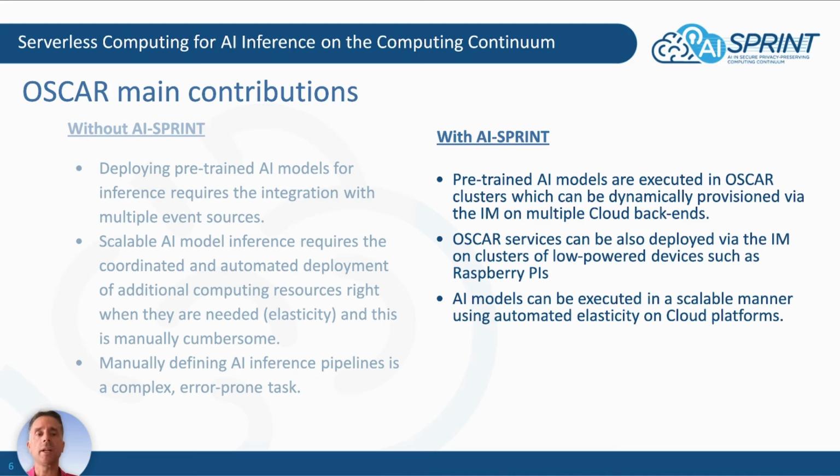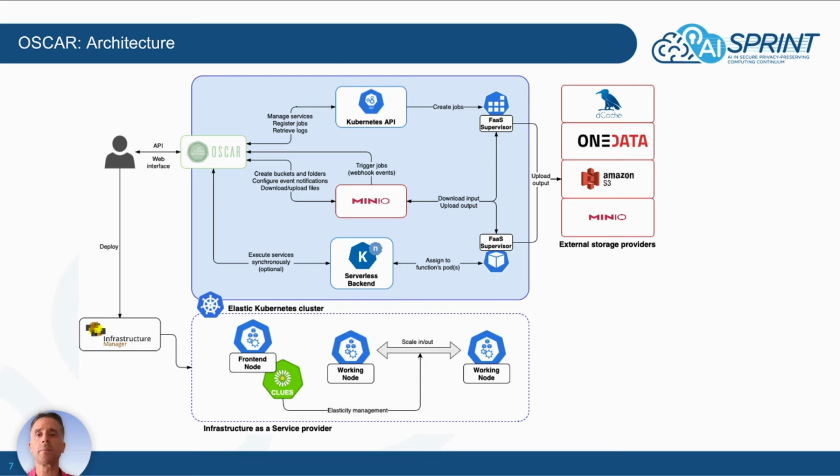These AI models can be executed in a scalable manner using automated elasticity on cloud platforms, so the cluster can grow and shrink in terms of the capacity needed. Now, this is mainly the OSCAR architecture.